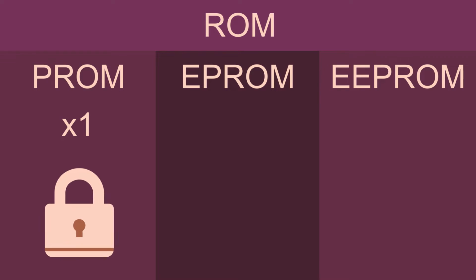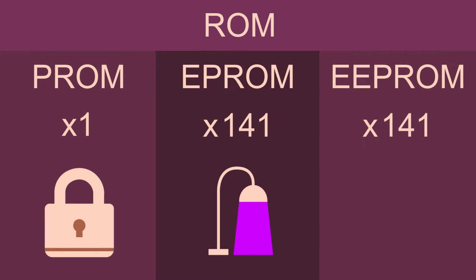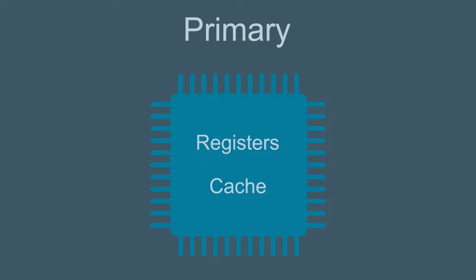PROM can be programmed only once, and that data becomes permanent, while EPROM and EEPROM can be programmed and erased multiple times. The difference is that EPROM is erased using ultraviolet light, while EEPROM is erased using electricity, which is much more flexible. Primary memory also includes blazing fast CPU registers and cache memory that are located inside the CPU, because they are used for the most frequently accessed data.